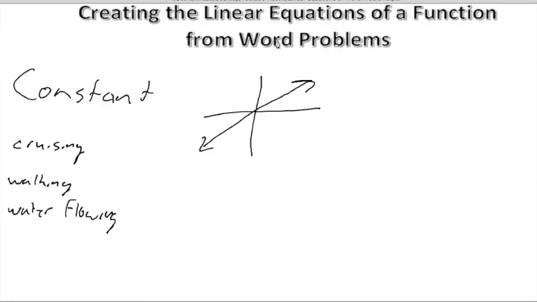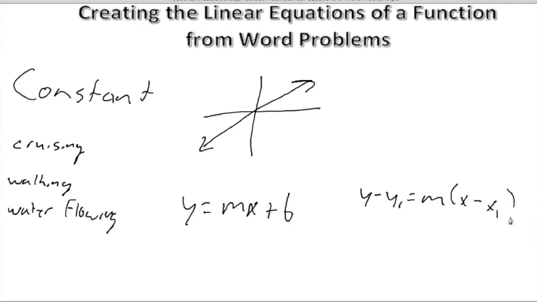So how do we construct an equation of a linear function from a word problem? There's two formulas that you'll be using. You could use your slope y-intercept form, y equals mx plus b, or you can use your point slope form, y minus y1 equals m(x minus x1). But generally, for a word problem, the slope y-intercept form will be the best. So let me use a different color.